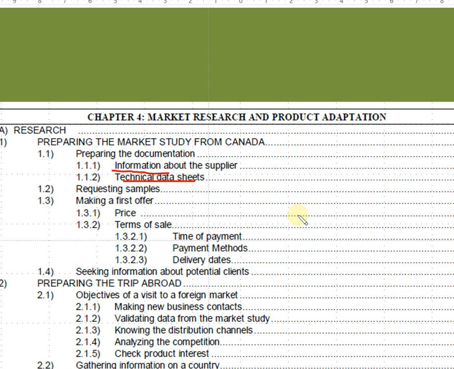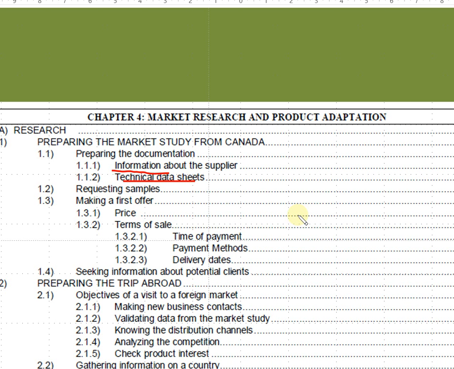Okay, see that, making new business contracts should be prepared beforehand. Okay. And sometimes you need to amend that, but it should be at least. Okay, most of the main parts should be prepared before you start your trip abroad.